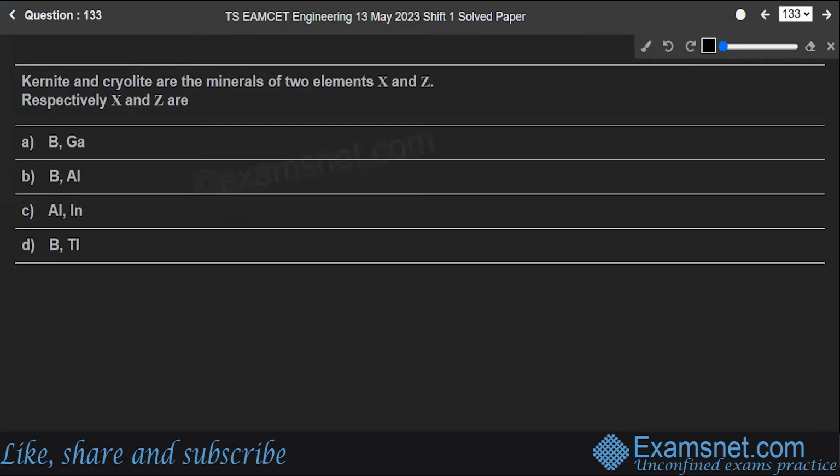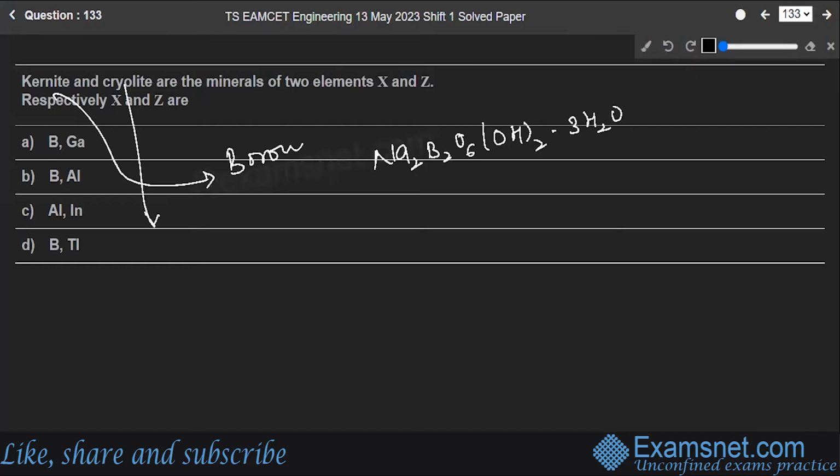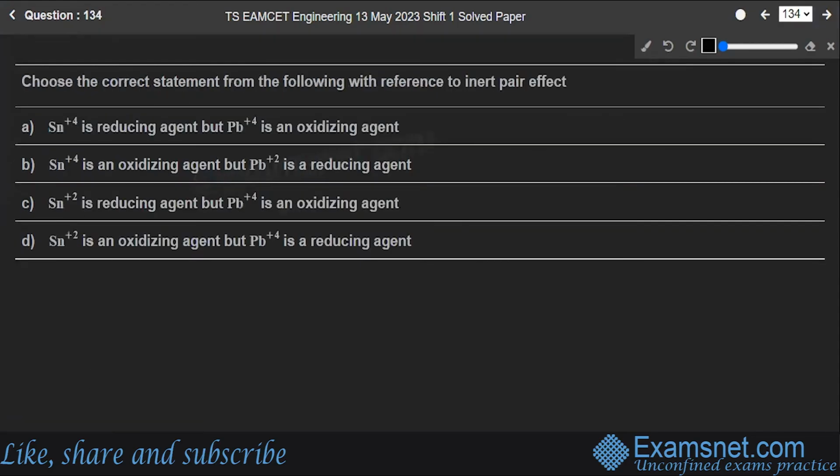Next is question number 133. Kyanite and cryolite are the minerals of two elements, X and Z. What are X and Z respectively? See, kyanite is a mineral of boron, and what's the formula of it? Na2B4O6(OH)2·3H2O, and cryolite is a mineral of aluminium with the formula of Na3AlF6. So you have option B as the right answer. Hope you understood this.